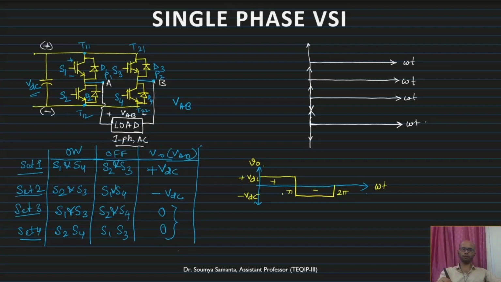So this is what the output we will get, and this is the periodic waveform. This will go on, continue. Suppose if I draw it, this will continue periodically. Now this is what we have discussed in the last class.